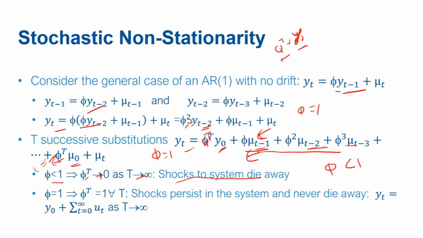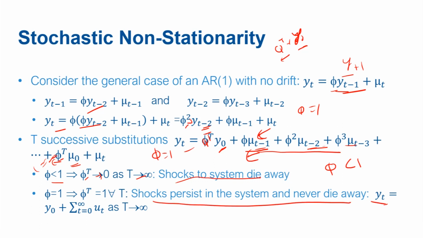In this AR1 process, the phi is the autocorrelation coefficient for the first order process, that is yt minus 1. It should be less than 1. However, as we said, there is a type of data or series that exists where phi equals 1, often during crisis periods like COVID. In those cases, the shocks persist in the system and never die away.